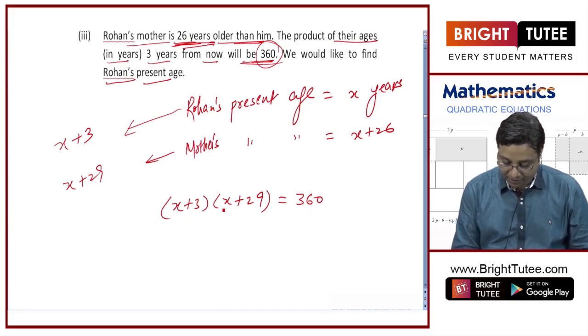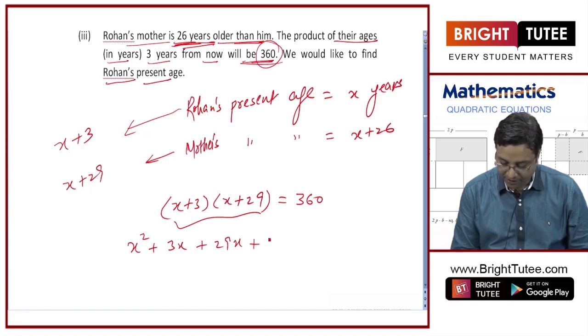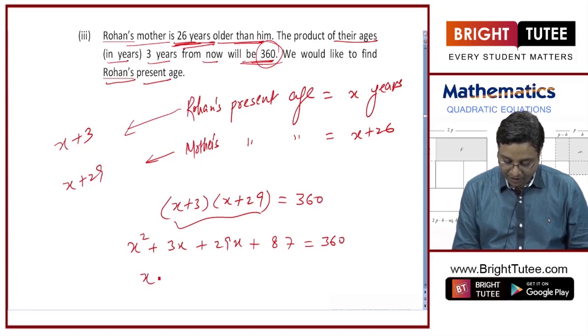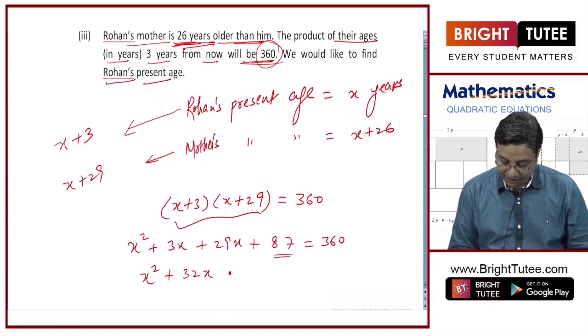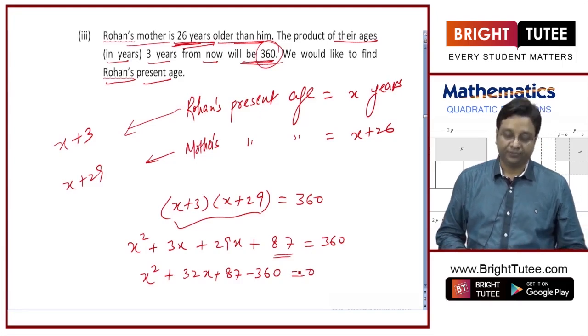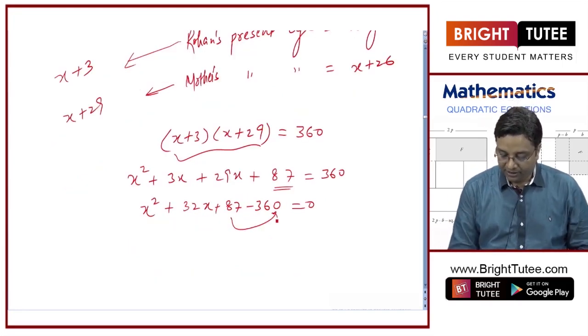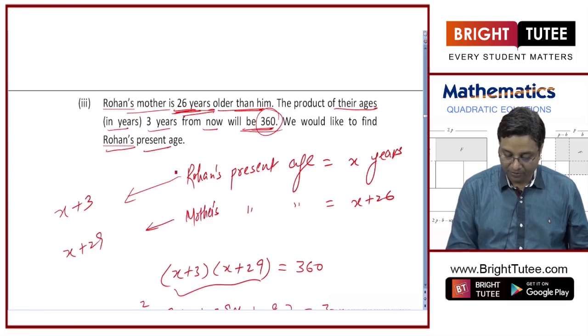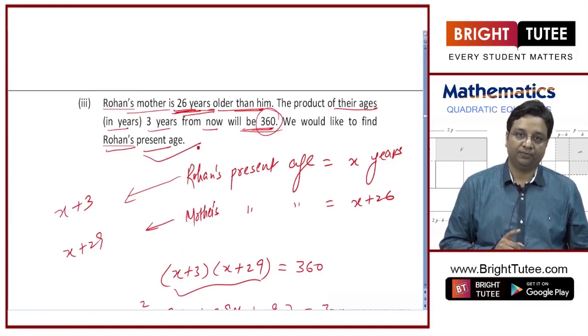So now the representation will be, when we multiply these two brackets, x square plus 3x plus 29x plus 29 into 3 is 87 equal to 360. So it will give me x square plus 32x, 87 minus 360 equal to 0. So you can calculate 360 minus 87 here, and then this is the representation of this problem in quadratic equation form, right?